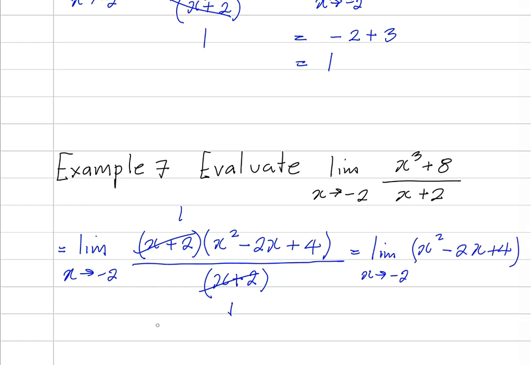And so by direct substitution, I'm going to end up with minus 2 squared. Wherever I see x, I'm going to put minus 2. Minus 2 times minus 2 plus 4. And this is equal to 4 plus 4 plus 4, which is equal to 12.